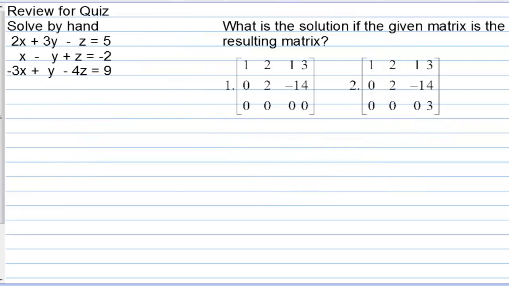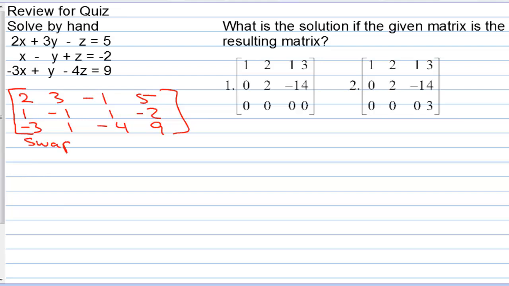All right, now back to the other side. I want to show you one more time this one solved by hand. In case there's any issues, you can certainly ask. The matrix is 2, 3, negative 1, 5; 1, negative 1, 1, negative 2; negative 3, 1, negative 4, 9. Swap row 1 and row 2. So we swap row 1 and 2: 1, negative 1, 1, negative 2; 2, 3, negative 1, 5; and then negative 3, 1, negative 4, 9.